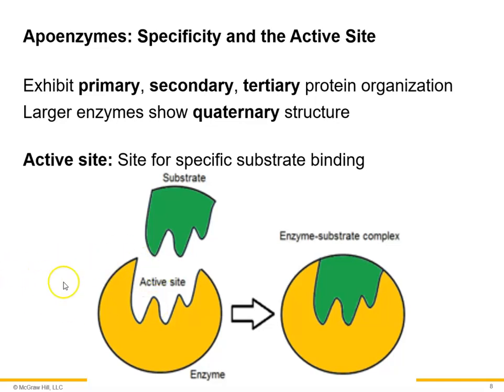The active site is the place on the enzyme where the substrate binds. It's a very specifically shaped area that only very specifically shaped molecules can bind to. You can see here is the enzyme. Here's the active site of the enzyme. Here's the substrate, and you can see how the substrate fits into the enzyme, kind of like a lock and key.